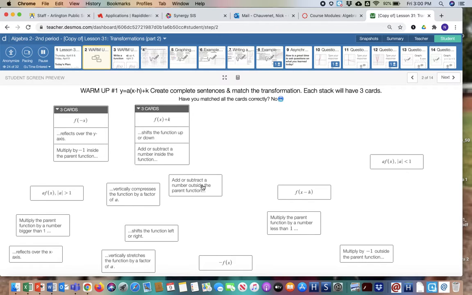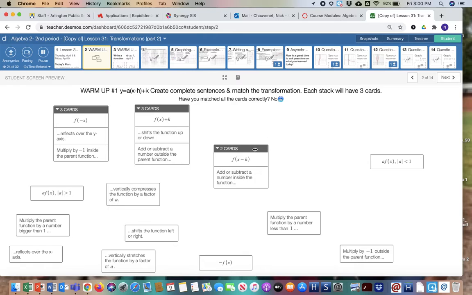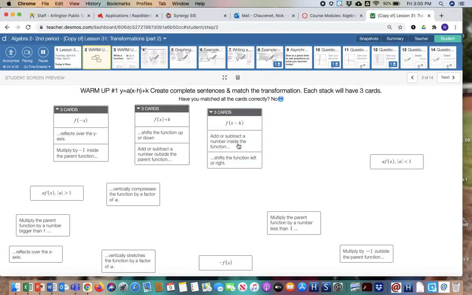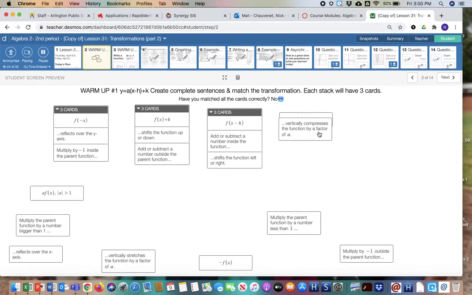If we add or subtract a number on the inside, which would look like this, then that graph is going to move right or left. If we have a number that is less than 1 on the outside, that is going to be a vertical compression. The graph looks like it got wider, so that graph is going to be wider.